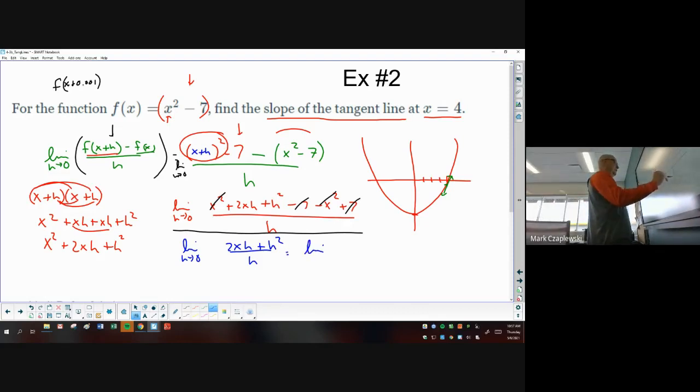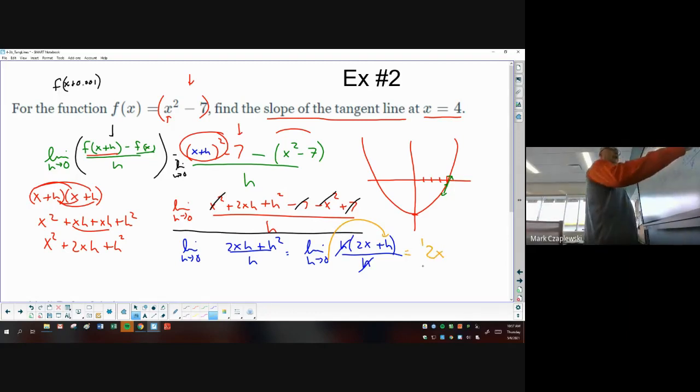All of these are done the same way. So I'm going to factor out an h. So I get 2x plus h. Just GCF factoring that you should be used to. Now my h's cancel and I no longer have a denominator. So now all I have to do is take this 0 and plug it in for h. My answer is 2x. So the slope of the tangent line of this function is 2x.